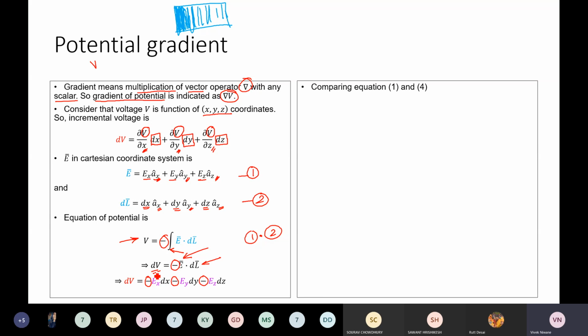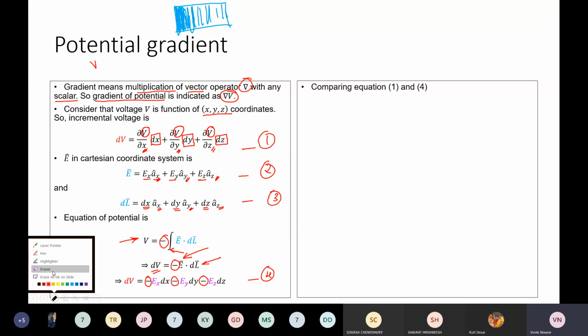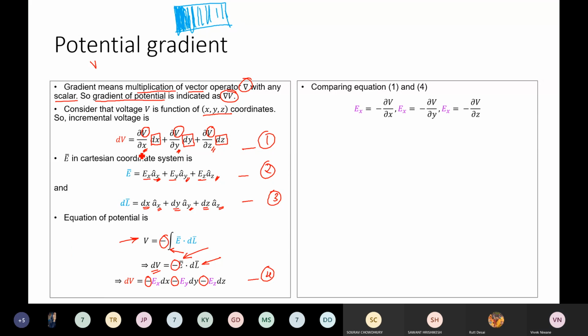Okay. Now let us say this is equation number 1, and this one is equation number 4. This is 2, this is 3. Let me erase a few of the things over there so that we avoid confusion later on. So comparing equation 1 and 4, we can write down Ex. Let me erase a few more things so that the comparison will get easy.